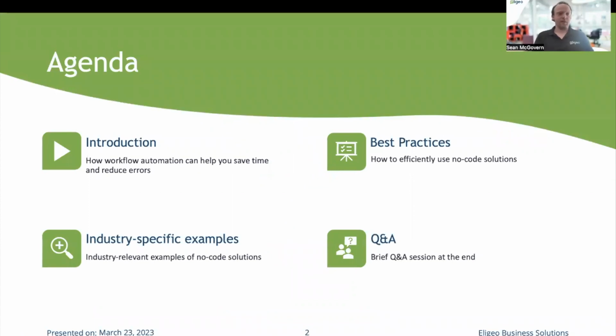All right, so like I said, we're going to start with how workflow automation could help you save some time and reduce some errors. We're going to go over some best practices and just how to efficiently use no-code solutions, how that process works, and some tips and reminders when picking a CRM and going through that process. And then again, we're going to go through Epsotech, that industry specific example for you. They're a manufacturing company, but I'll touch a little bit more about that as we get there. And then again, hopefully I'll leave a couple minutes here for some Q&A.